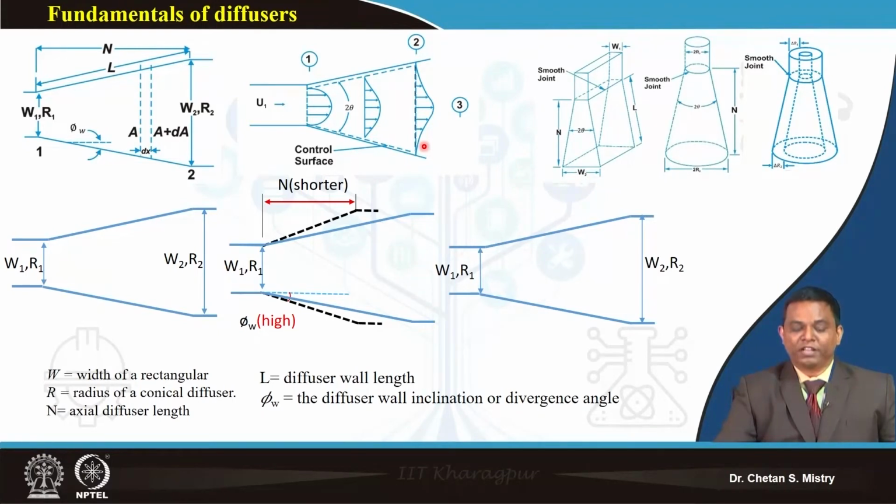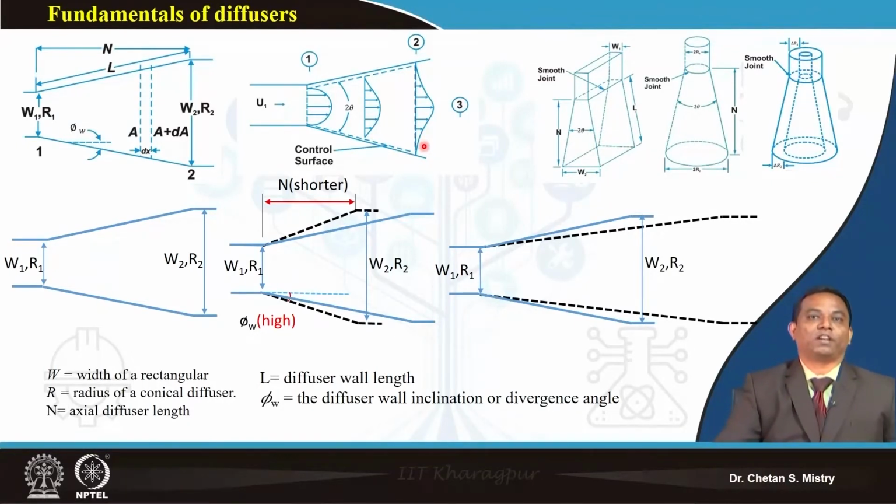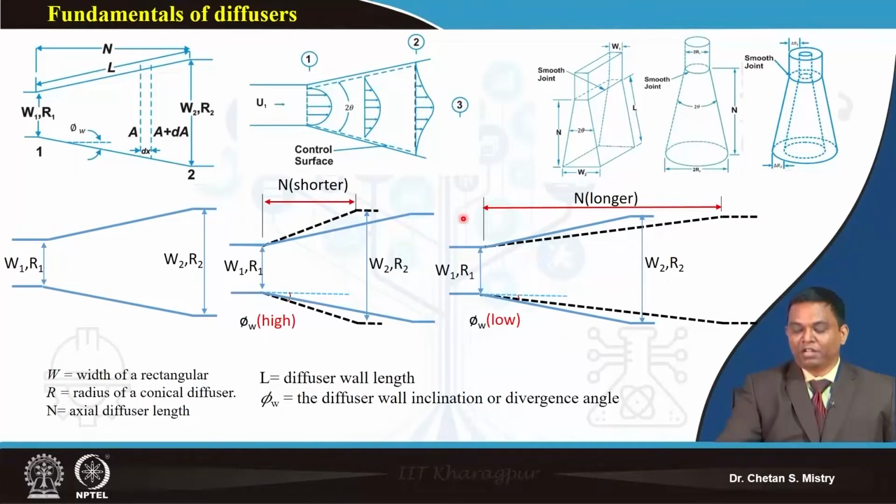Next configuration says I have a sufficient amount of length available. So let me go with a longer size of duct. So this is my longer size of duct. Okay. So this is my longer size. And if you look at, I have my angle lower. Now for all these three configurations, if you look carefully, each has a specific meaning and a specific application. Okay.